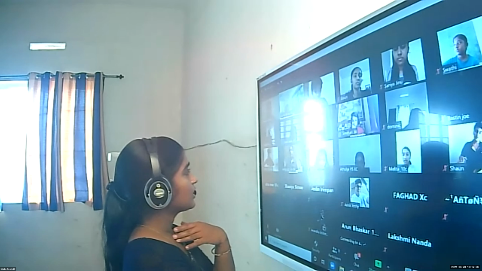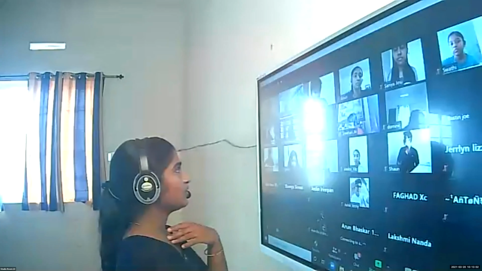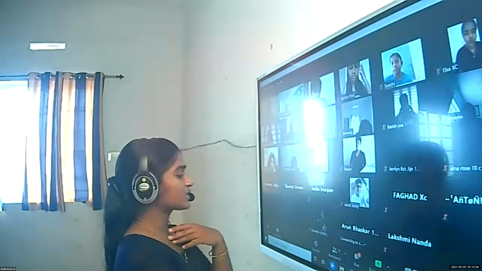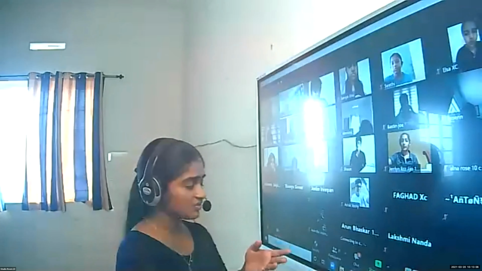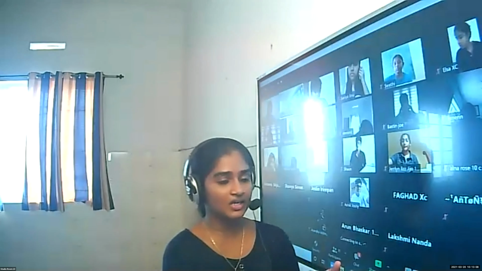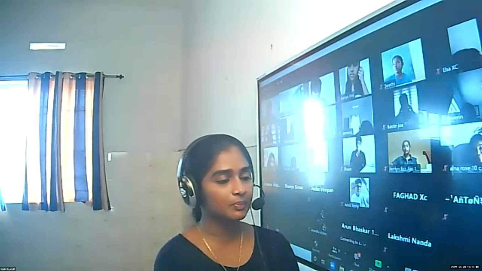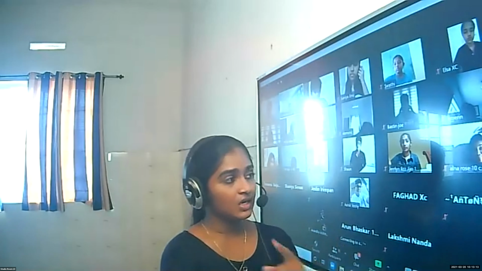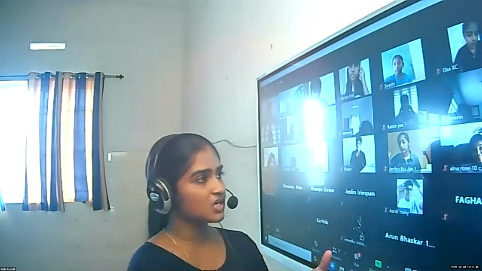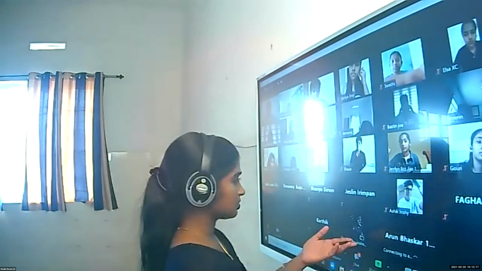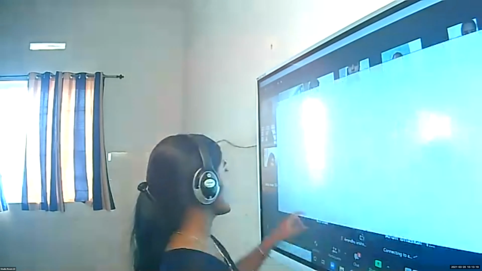Decomposition reaction. Yes, decomposition reaction. And the previous one, that is combination reaction. In the combination reaction, two or more reactants combine together to form a single product. And here, a single reactant breaks down to give simpler products. That's the difference between combination reaction and decomposition reaction.